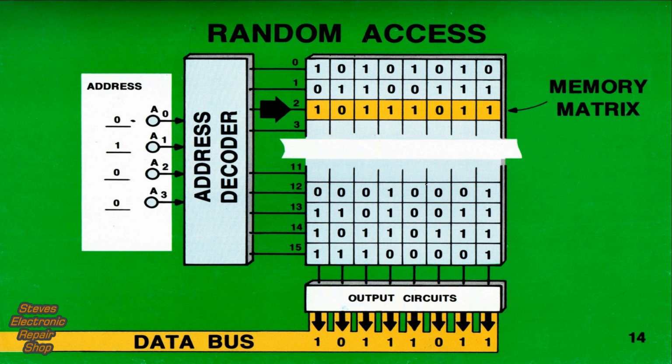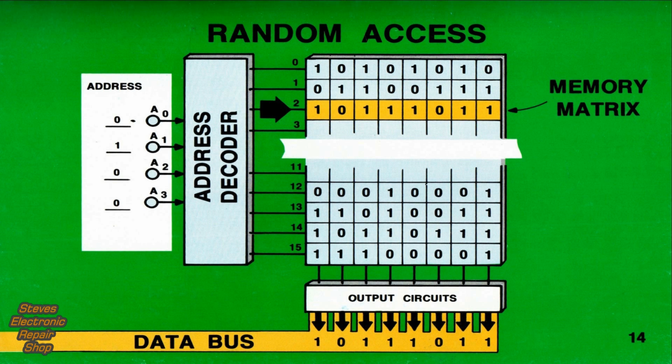Basically, here's how random access works. Memory locations are arranged in a matrix. The example here has 16 rows or addresses. Each row contains an 8-bit word. 4 address lines feed the decoder, which can select any one of 16 discrete locations. In this example, the address shown on the left is a binary 2, and the arrow shows that row 2 is enabled. The 8-bit word stored at this location is fed to the data bus.